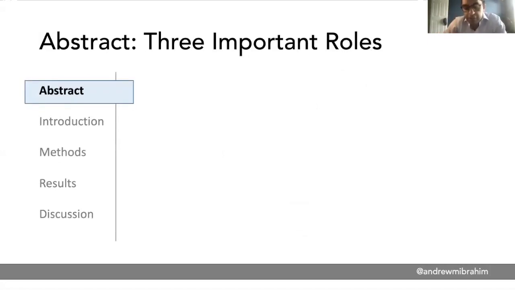So the abstract is up front, and it is sort of the mini-me of the research article. It has an introduction, a method, results, discussion in a much shorter format.